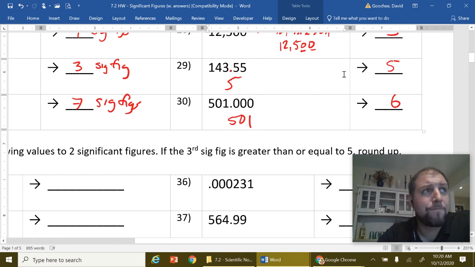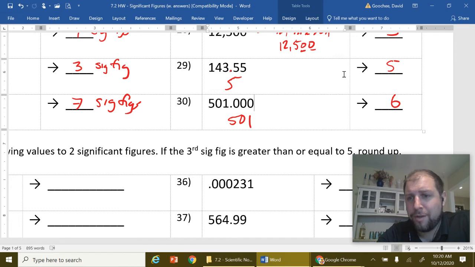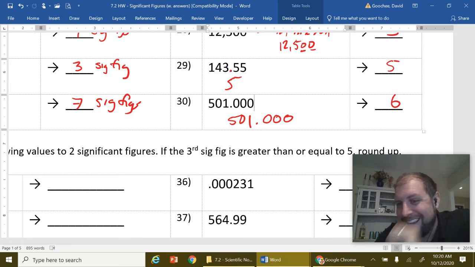Maybe this is the distance from my house to the Wawa in meters. I live really close. But what if I actually measured it from my house to the Wawa in meters? And what if I was sure? What if it wasn't just 500, but it was exactly 501? What if it was exactly 501.000? Like it fell exactly on the smallest line of the ruler. Well, those zeros count. I measured them. It just so happened that when I measured it, it ended in 0. So everything here is significant.